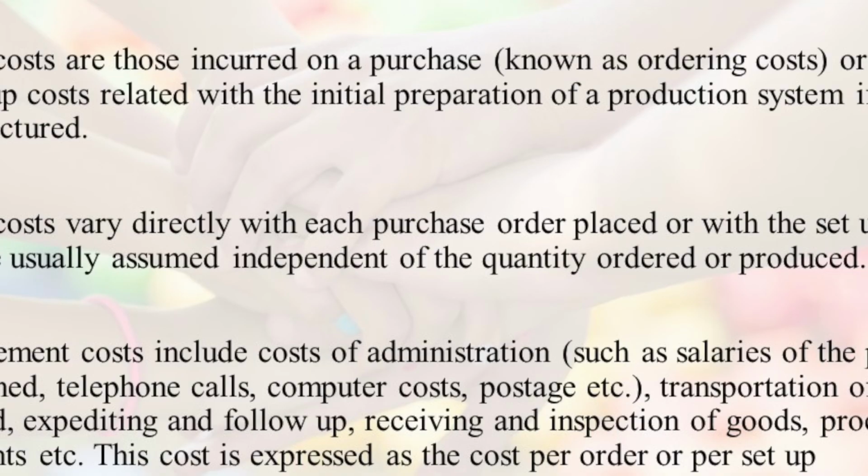Procurement costs include the cost of administration such as salaries of persons concerned, telephone bills, telephone calls, computer cost or postage cost. Transportation of items ordered, expediting and follow-up, receiving and inspection of goods, processing payments, these all come under the procurement cost. This cost is expressed as the cost per order or per setup. So we have discussed the procurement cost.